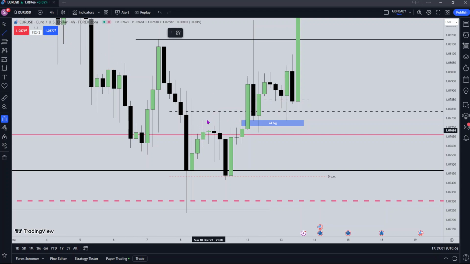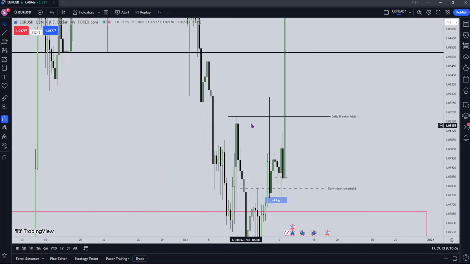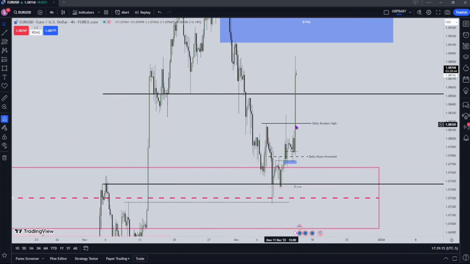So price can come to that to mitigate, and you'll see that's what is happening here. We're coming down into that level, which is also 50% of this. So you can see how there's lots of little PD arrays that are constantly getting respected. One I didn't add to my list actually. Let's get our list back up.